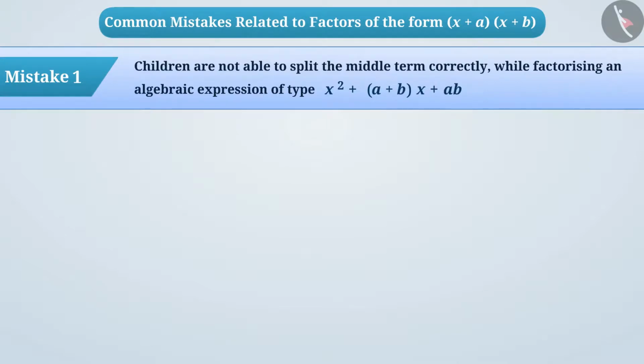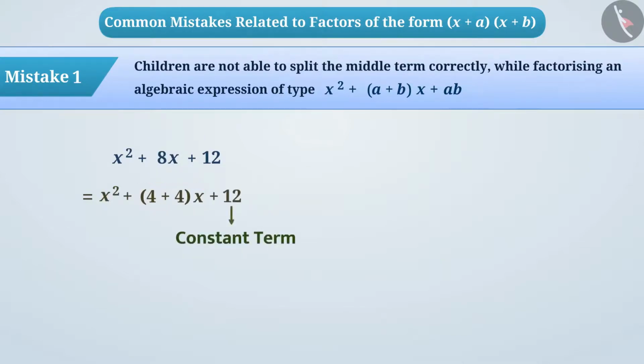For example, if they are asked to factorize the expression x square plus 8x plus 12, then they split the middle term 8x as 4x plus 4x. They do not understand that the numbers taken should be factors of the constant term 12. After dividing the middle term, they simplify it in this way. Some children are unable to simplify this further and think that the factors of the given expression cannot be found.